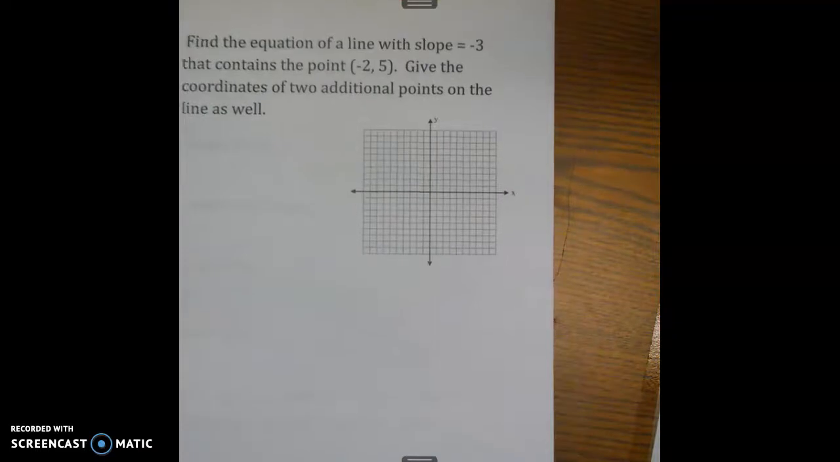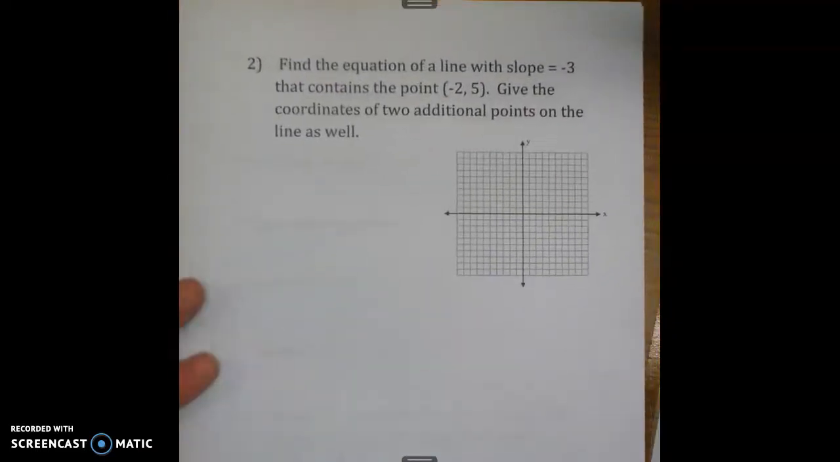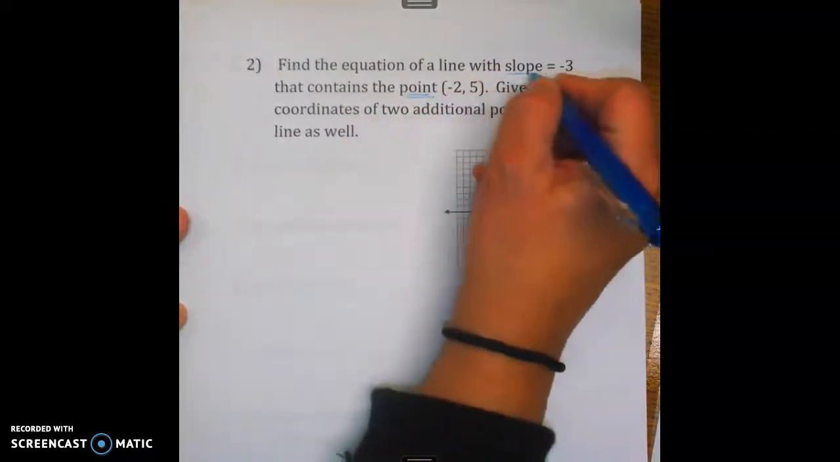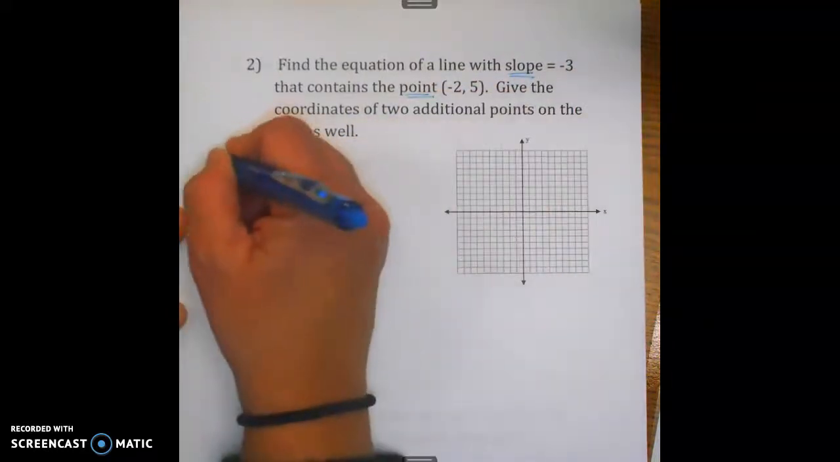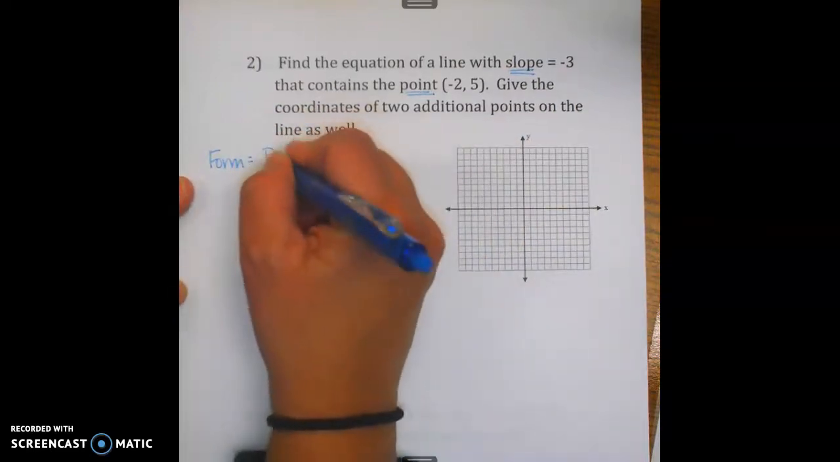Okay. Next one, we're going to find the equation of a line with slope -3. All right, so I know my slope is -3, and we're going to do this in point slope form. And the reason we're going to do that is I have a point and a slope. So even though I don't have the equation, the form I'm going to use is point slope. I'm going to have to create the equation.